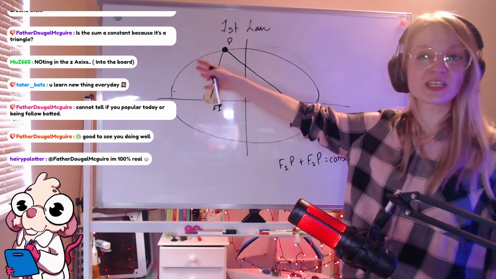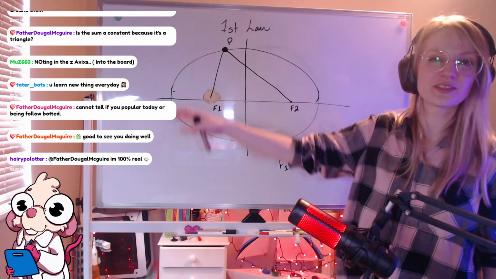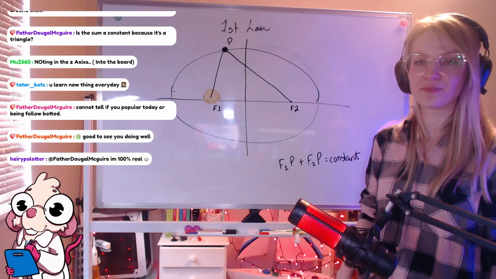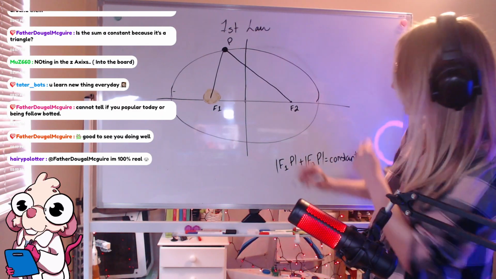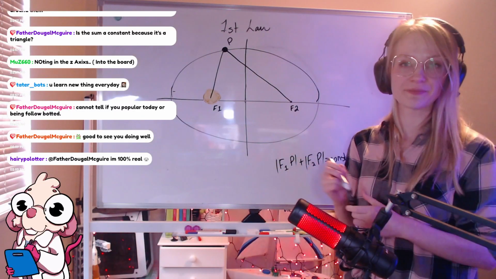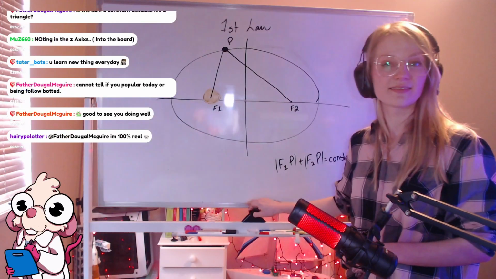Okay, so this is the first law. Kepler observed this, and this was true to every planet. This was a really incredible thing, that it's the distance between them that is constant. This was a really, really cool observation that he made. Next thing.